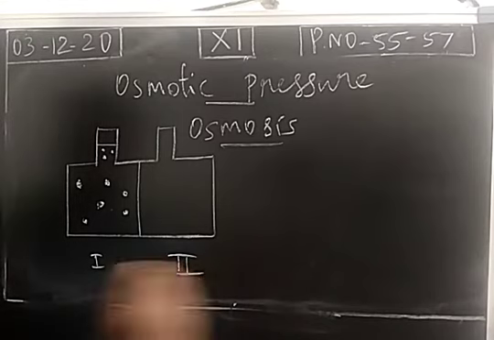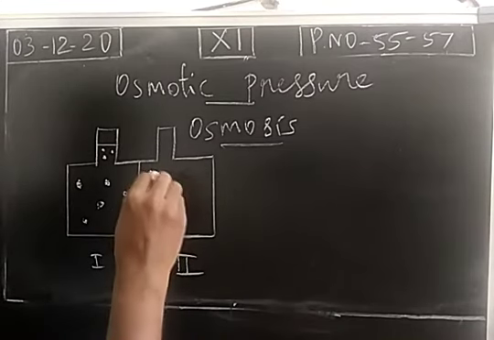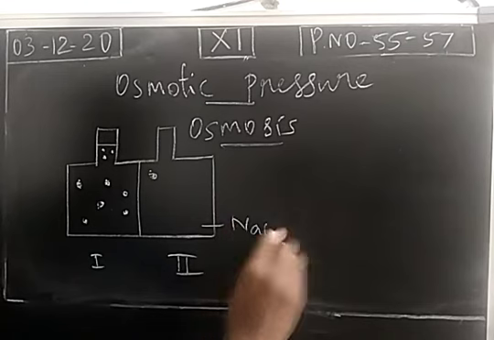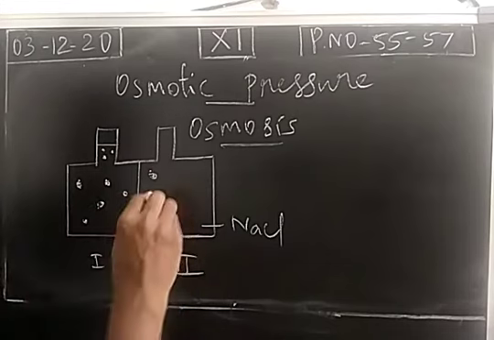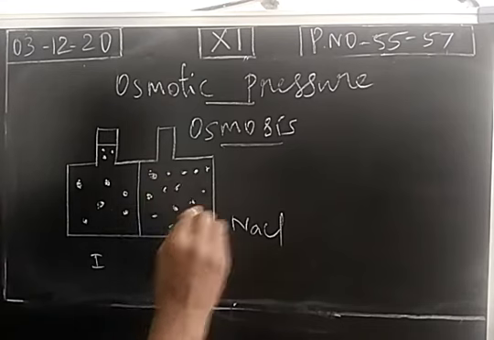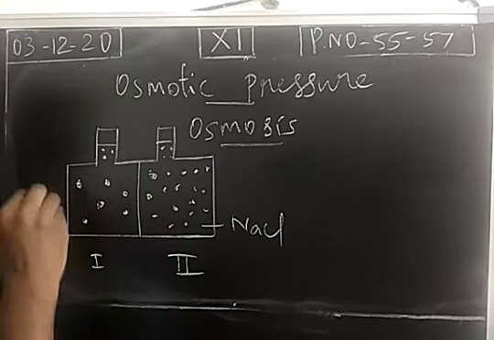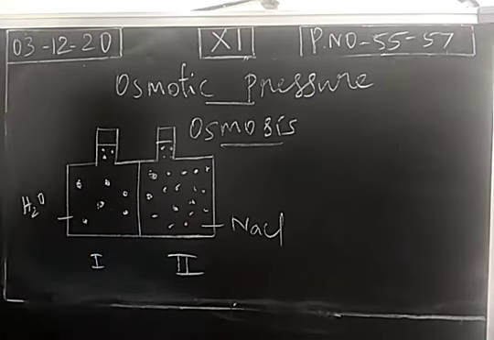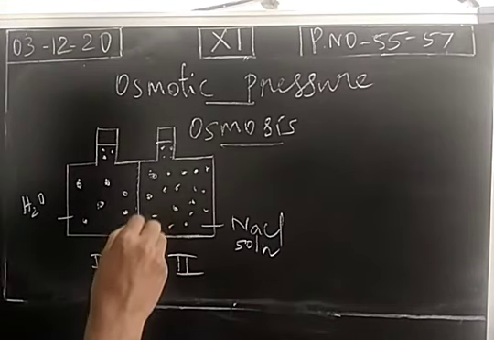Take a second compartment in the container. This is a solution, for example sodium chloride solution. The solute is sodium chloride salt and the solvent is water. So first compartment has only solvent, second compartment has sodium chloride solution, and these two compartments are separated by a semi-permeable membrane.